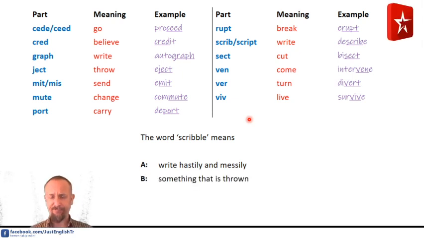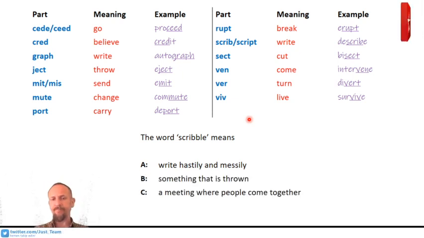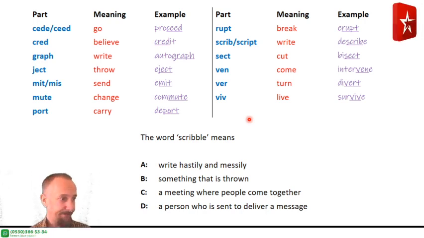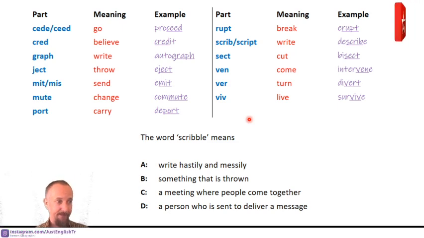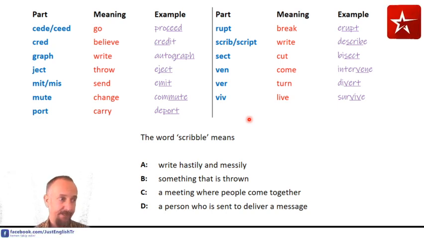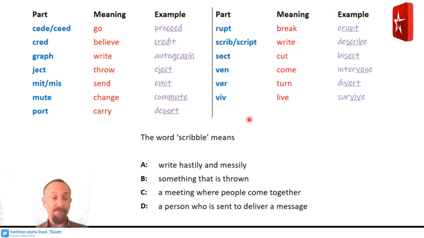B, something that is thrown. C, a meeting where people come together. Or D, a person who is sent to deliver a message. I can't hear you. So we've got A, B, C, and D, and bang, bang, bang, you're answering immediately. Very, very good. Well done. Excellent, Rena. A, very good, Berkan. Jada, superb. And Isla, that's very, very good, a scribble.